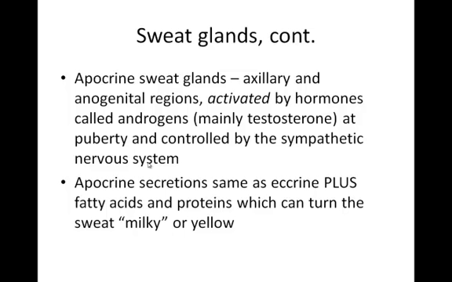So the apocrine secretions, the sweat produced in your axillary regions and your anogenital regions, is the same sweat, except you add some fatty acids and some proteins, which turn the sweat a little milky, not like yummy milk, but a little white milky, or a little yellow. And when you sweat this out, the bacteria that are already living on your skin like the fatty acids and the protein, so they start eating them, and that produces a rank smell, which is called body odor.